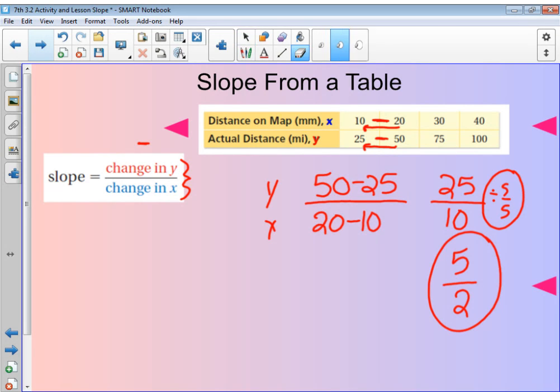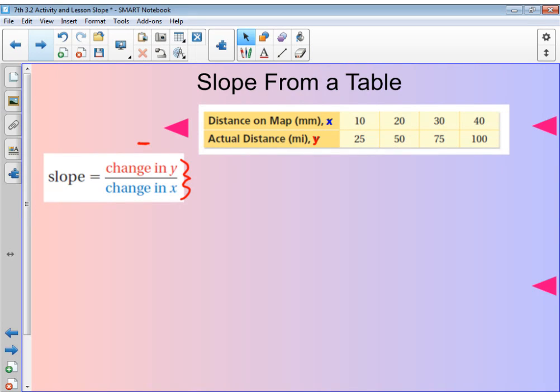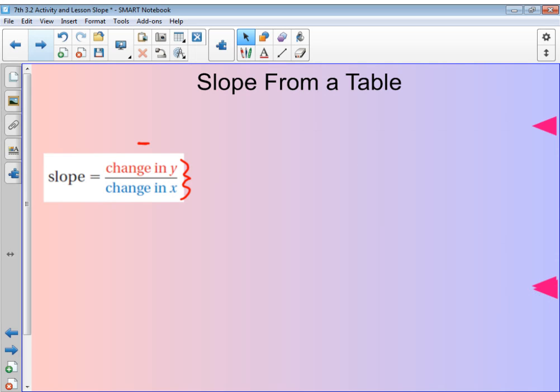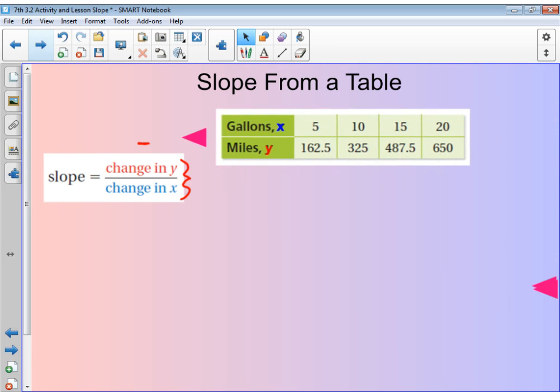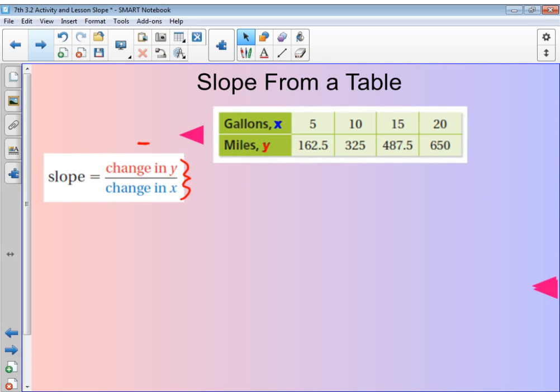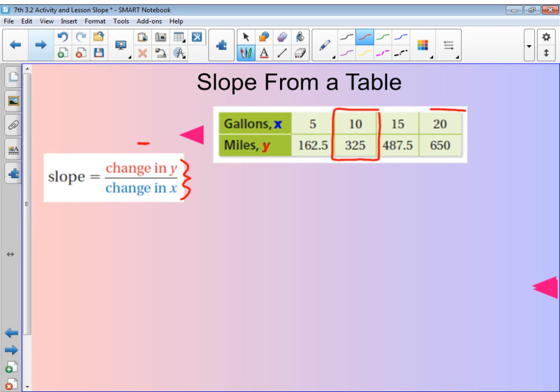All right, let's try another one. So remember, it's a change, which means we're going to subtract. Okay, so gallons and miles. So I'm going to guess this is miles per gallon that we can get. So our change in Y. And yes, we're working with some decimal numbers. And some of you might say, oh, I don't like to work with decimal numbers. We could pick the two sets here if we wanted to.